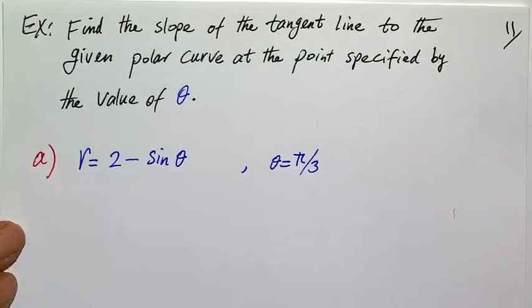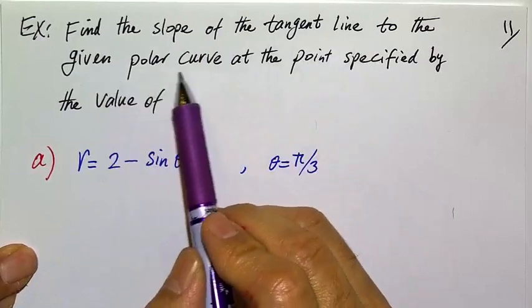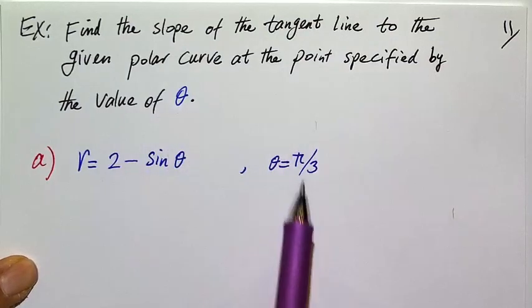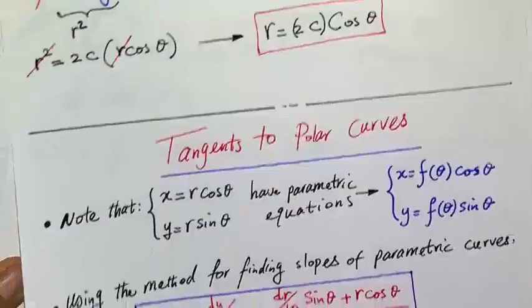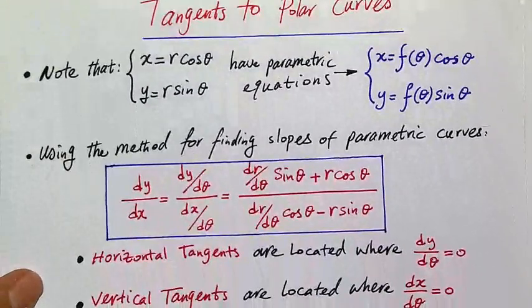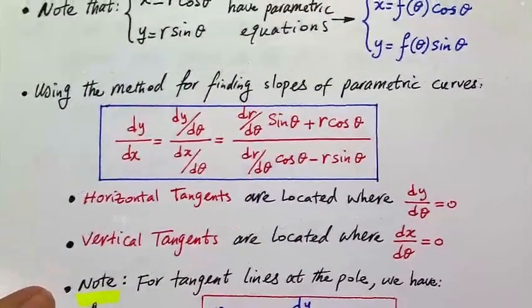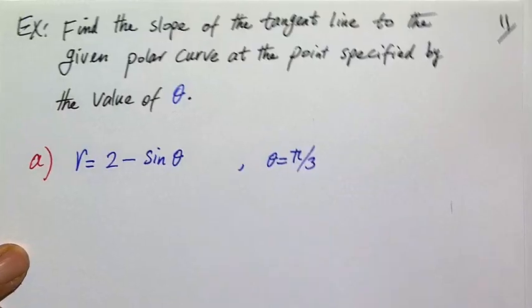Okay, so here in this example, we want to find the slope of the tangent line to the given polar curve at the point specified by the value of theta. We're going to apply this formula to find the tangent to the curve at that point. Theta, in this case, equals pi over 3.